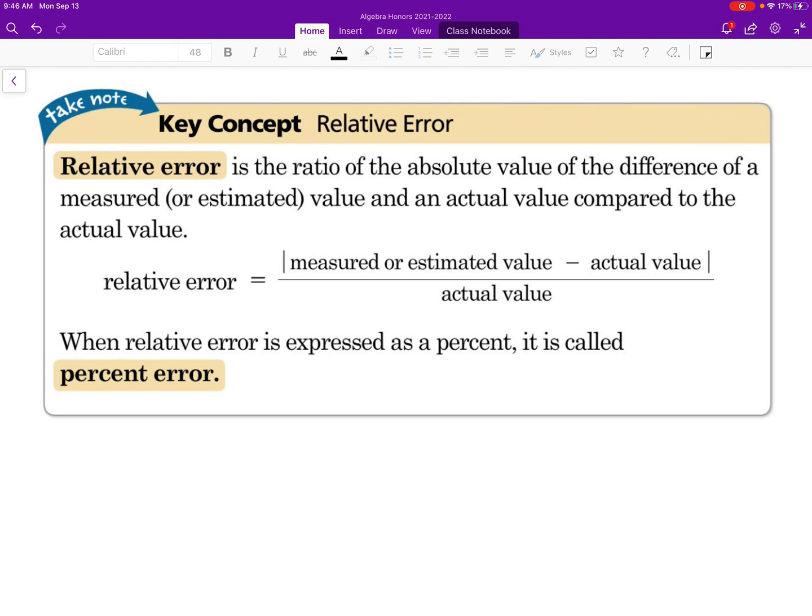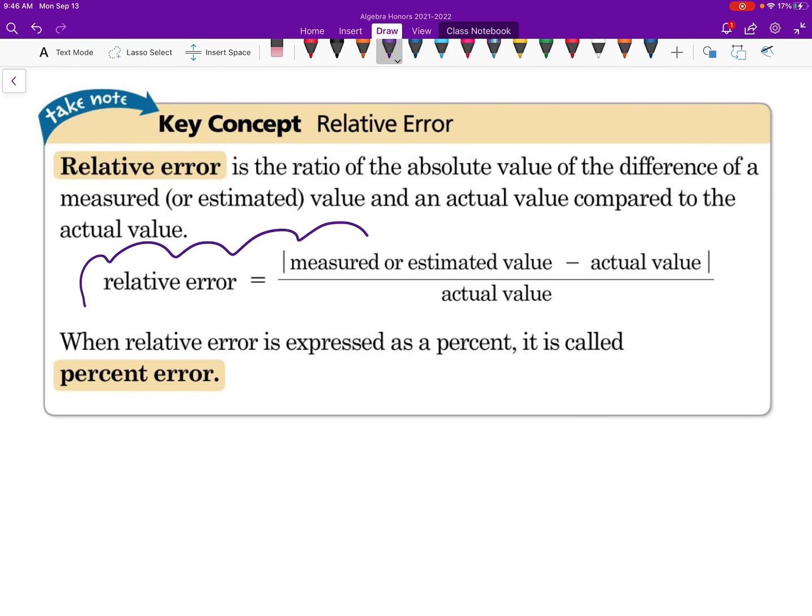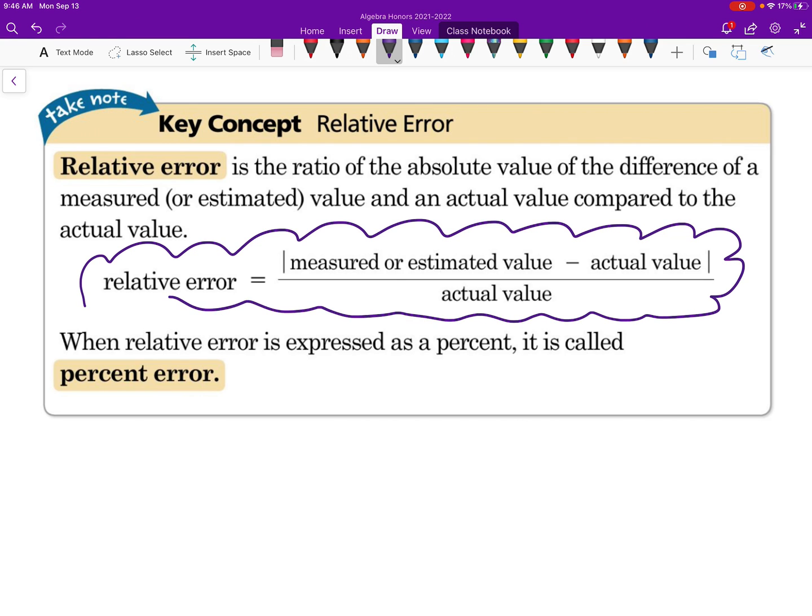And it's pretty much you estimate how much something is, and then you have the actual value, and then you can calculate the percent of error that you have from that. And if we look at the actual problem here, it's pretty much the exact same formula as we had before. So this relative error formula is just another formula that we have here that we can use.